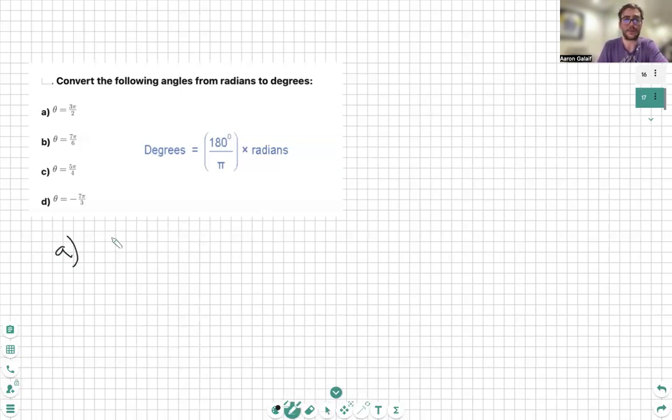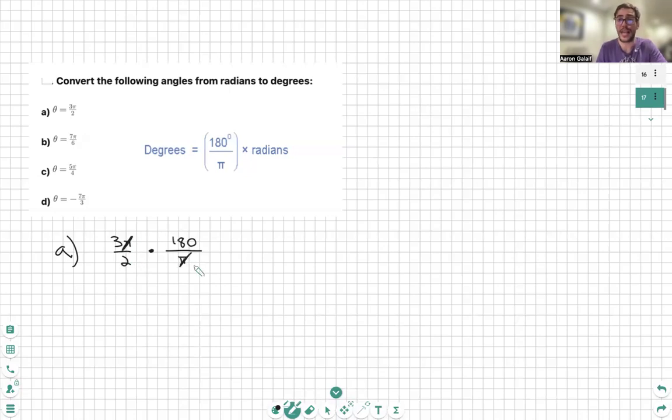A, 3 pi over 2. I need to convert this into degrees. All I'm going to do is multiply the radians by 180 over pi. We're going to do the first two by hand and the second two in the calculator. So by hand, what we're going to see is now we're going to simplify.